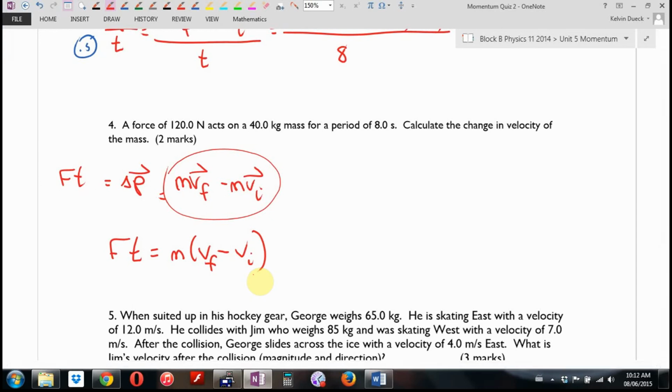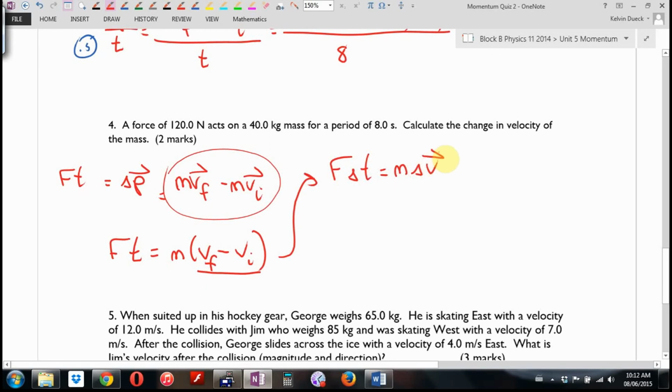What's change in anything? So what's final minus initial? Change in velocity. There it is. The force times the change in time equals m delta v. And you know what they wanted me to find here, Oscar? The change in velocity. How would I get the delta v by itself? More specific. Divide by m. So the change in velocity is going to be the force times the time divided by the mass. It's going to be 120 newtons times 8 seconds divided by 4. I should be able to do that in my head. Is the answer 240 meters per second?